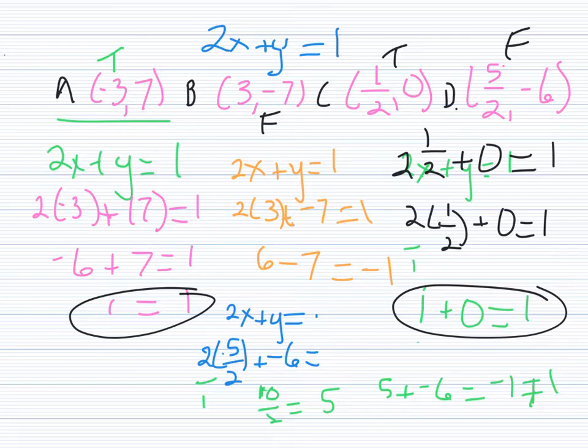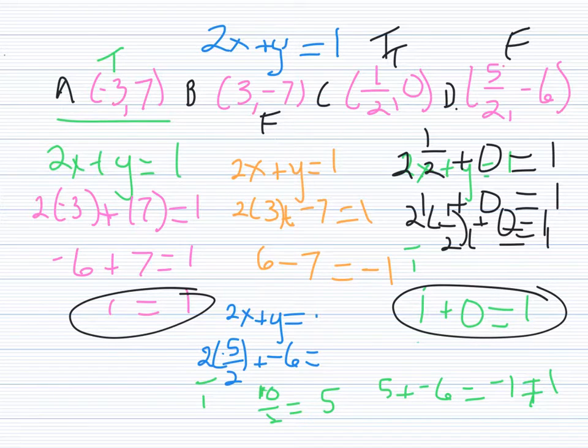And now we will do C. So this one we have 2 times 1/2 plus 0 equals 1. I didn't rewrite my original equation, but you can tell. 2 times 1/2 is going to equal 2 over 2, which equals 1. So we would have 1 plus 0 equals 1. 1 equals 1. So C is true.